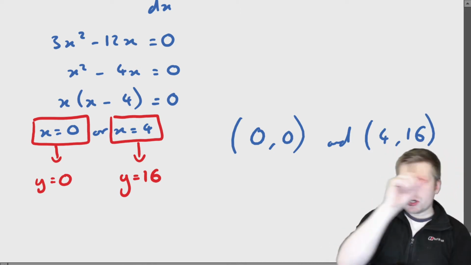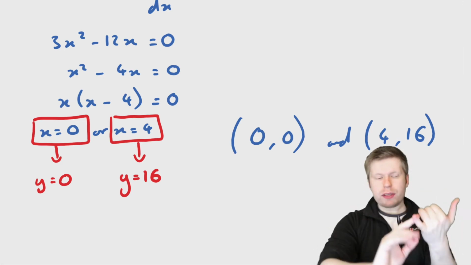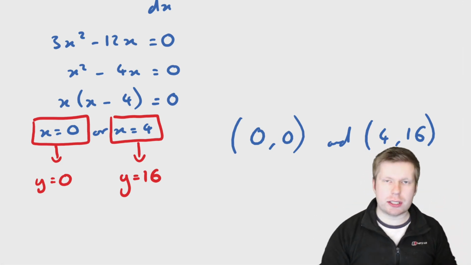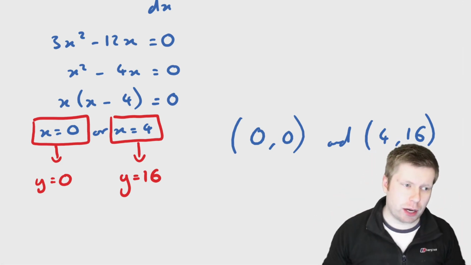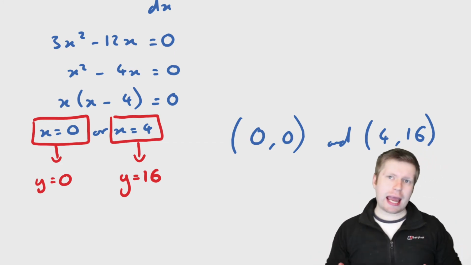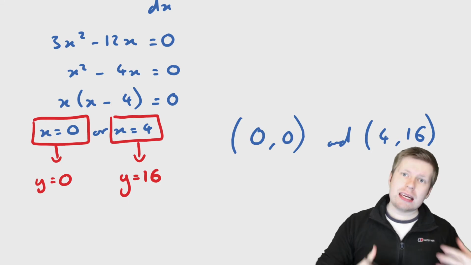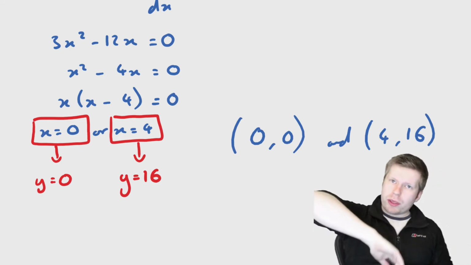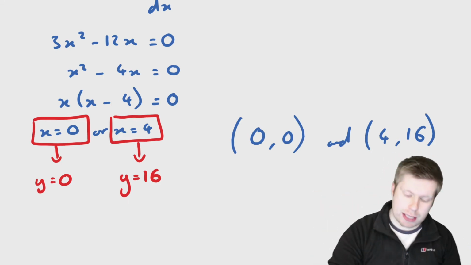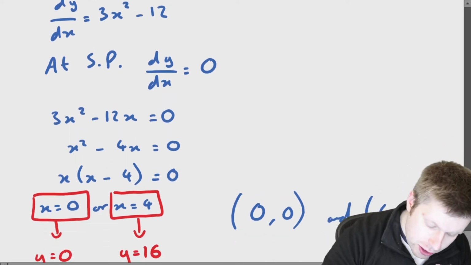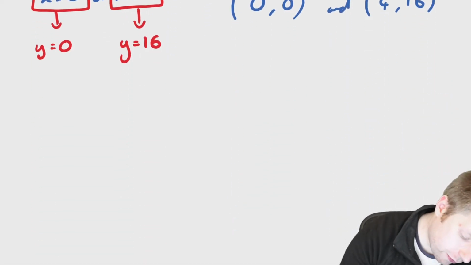Now you notice the second part of the question. I've found the stationary points, but the second part says determine their nature. Which is literally like saying, is it a maximum, is it a minimum, or is it a point of inflection? Now, in order to do that, I've got to think about what the curve is doing around that stationary point. So let's just think about the different situations I can have, first of all.